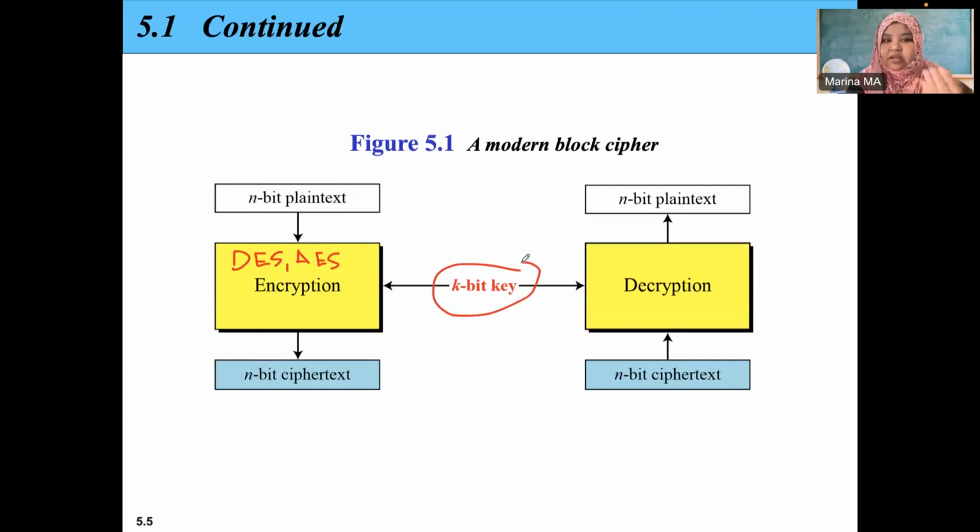It can be a 64-bit key or a 128-bit key. The same ciphertext you do backwards, and we call it decryption, using the same technique and the same key to get back the original plaintext of the same size. So that is the modern block cipher.